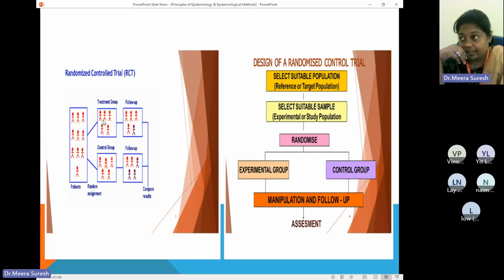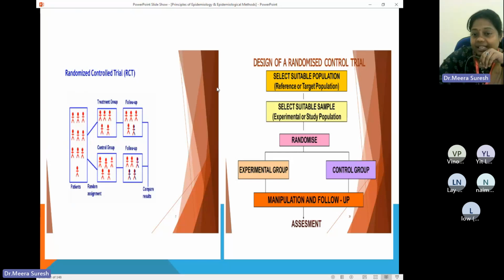Otherwise, people will understand that they are not given any treatment. So to make people feel like they are part of the study, we need to give at least a placebo, or we give them the existing treatment. And then we follow up and see how many of them are getting cured and how many are not getting cured, and then compare the results.